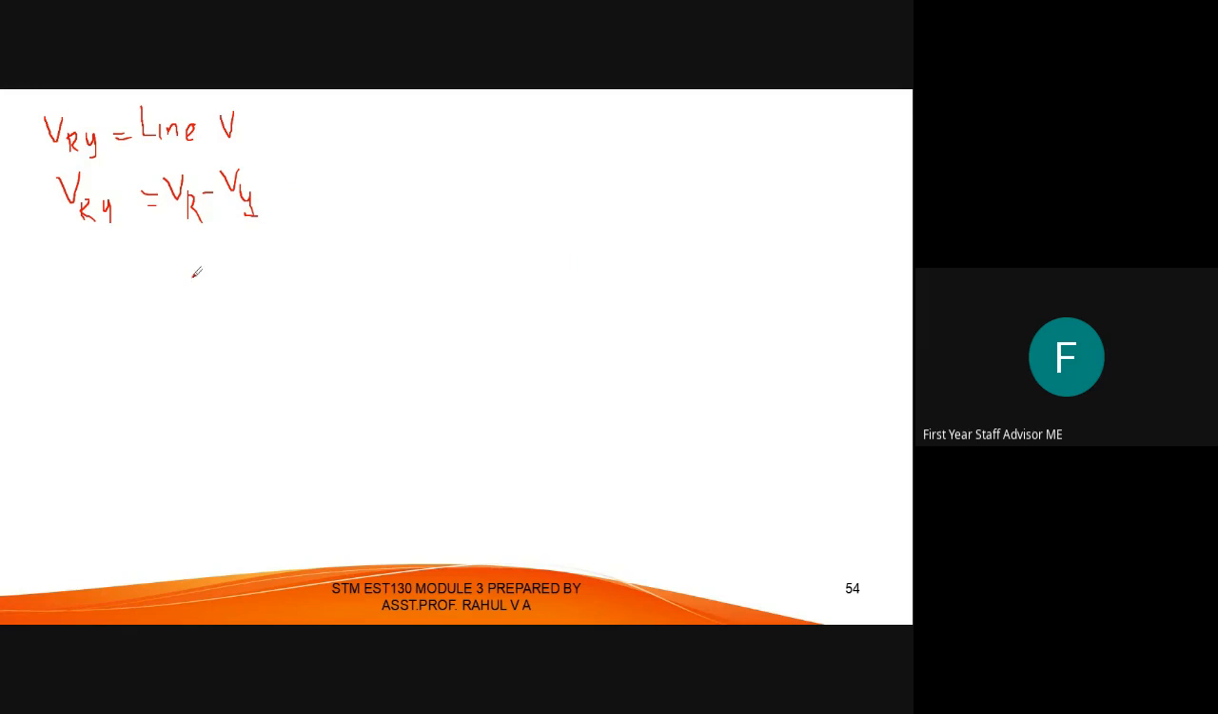For analysis purposes, the easiest method is converting to phasors. So I am rewriting VR minus VY as VR plus minus VY. Phasor addition will help you here. Then we draw the phasor diagram of three phases. Each voltage is placed 120 degrees away. This is VR, this is VY, this is VB.